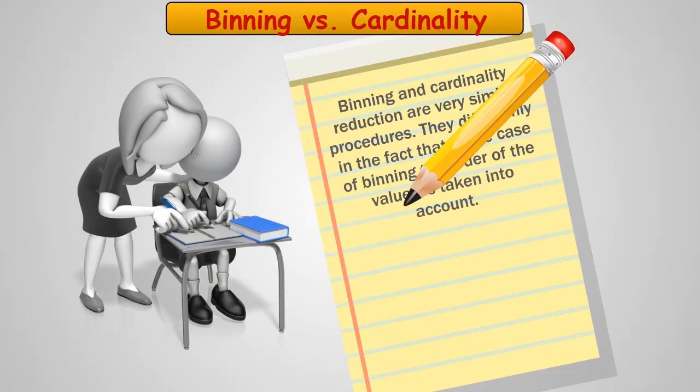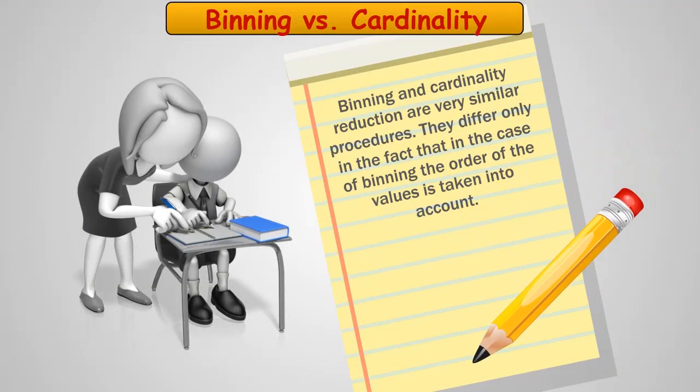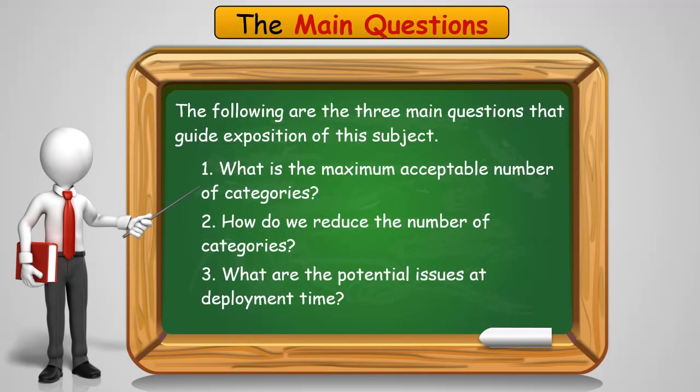Binning versus cardinality reduction, they are really essentially the same thing. The only difference is that when you're binning, the order of the values is taken into account. With cardinality reduction, it is not. The main three questions that are going to guide your understanding of this subject are, what's the maximum number of acceptable categories? How do we reduce the number of categories? And what are the potential issues at deployment time because of that reduction?